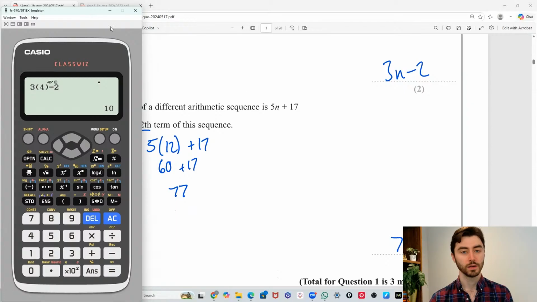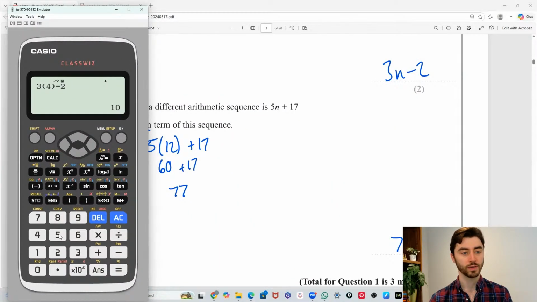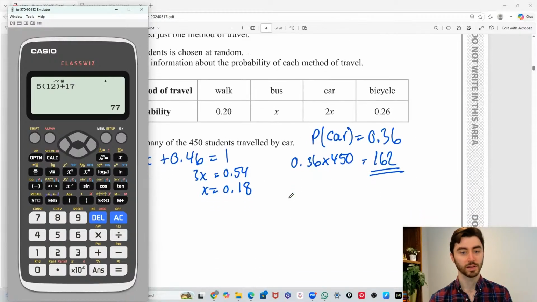Here, the 12th term of this sequence, honestly, just plug it in. So 5 times 12 plus 17 does give me my 77, so that's all good.